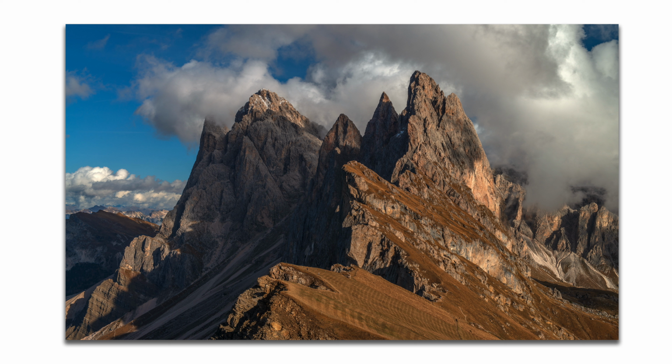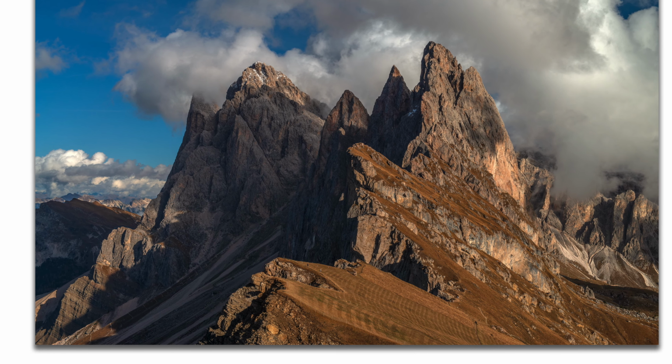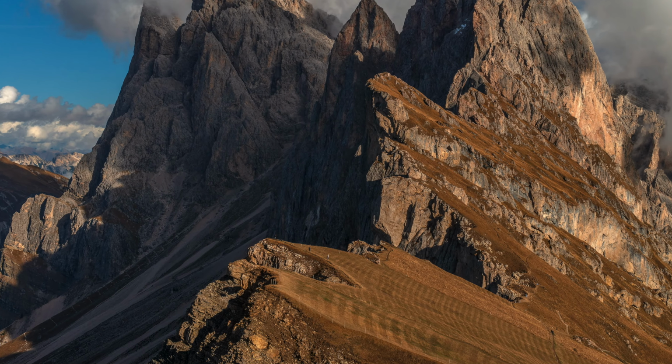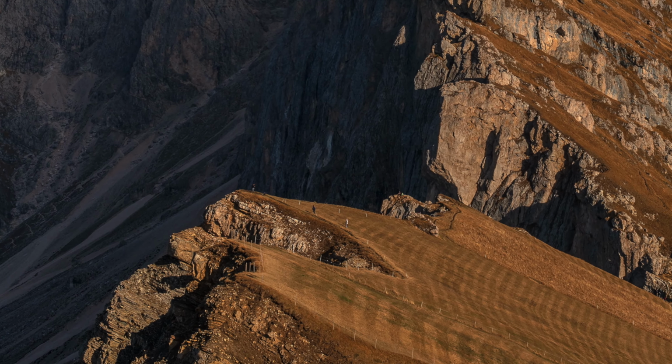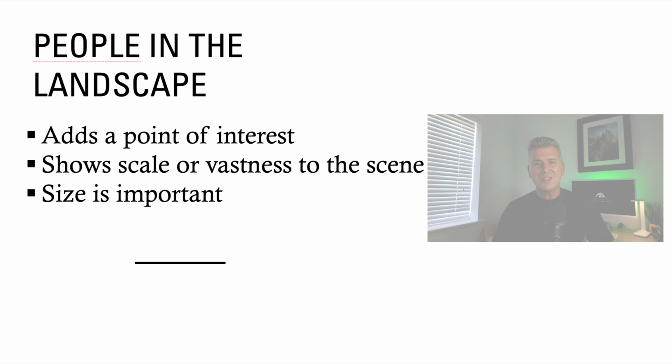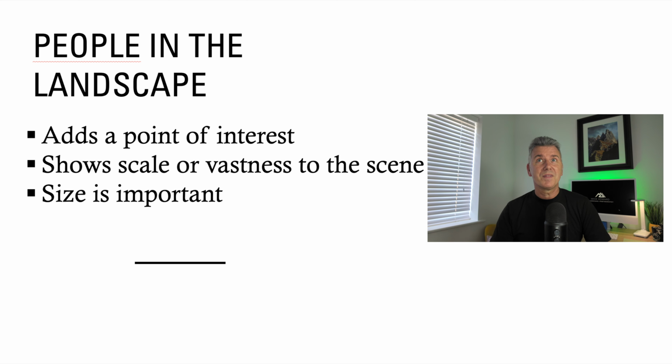The reason I say that, if you take a look at this shot of Saseda in the Italian Dolomites, it's hard to see the people. Unless this was a huge print, you probably wouldn't see the people. I'm going to zoom in now for you so you can see them. But in terms of scale, this just shows the massiveness of this mountain. Massiveness, is that even a word? But it shows the hugeness or the scale of this massive mountain in the Dolomites.